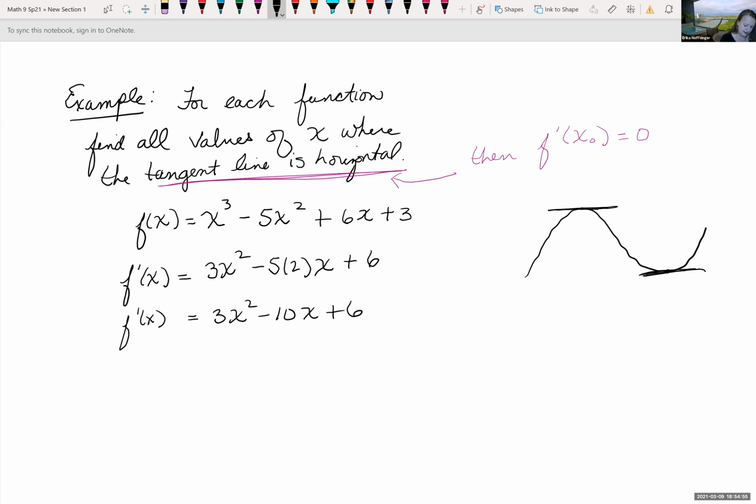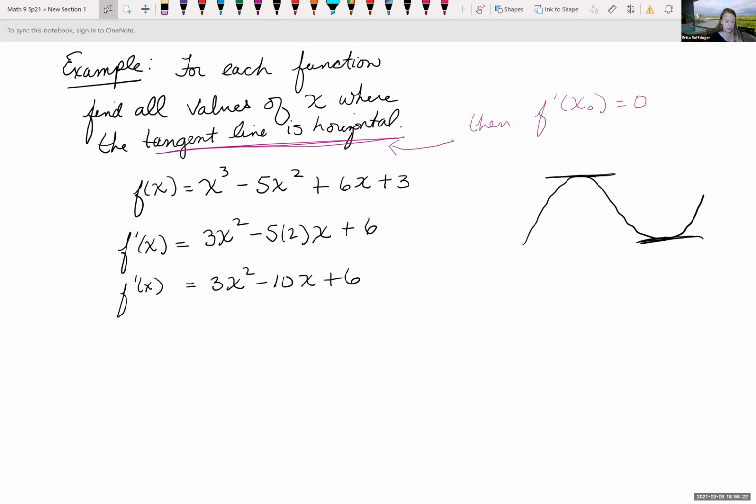So I would see if I could factor this. I would try the AC method. 3 times 6 is 18. Now, are there two numbers that multiply to a positive 18 but add to a negative 10? 2 and 9 don't work. 3 and 6 don't work. 18 and 1 don't work. So I know that it's not factorable. And if it's not factorable, and I notice this is a quadratic, we can use the quadratic formula.